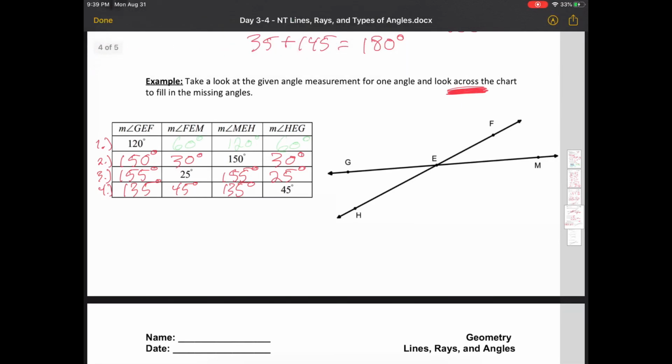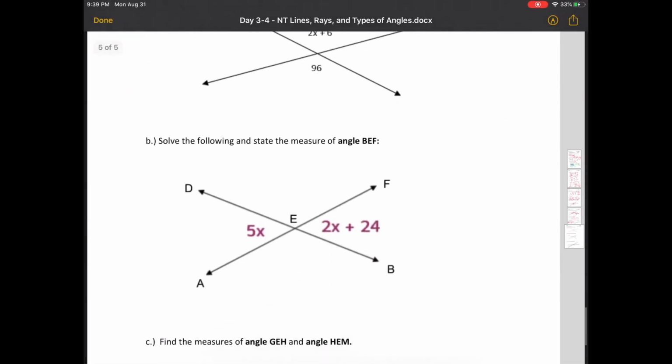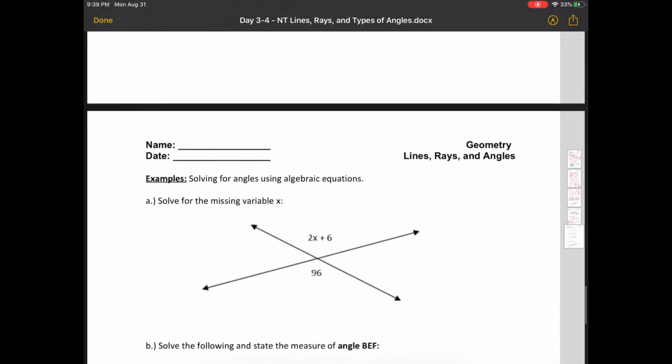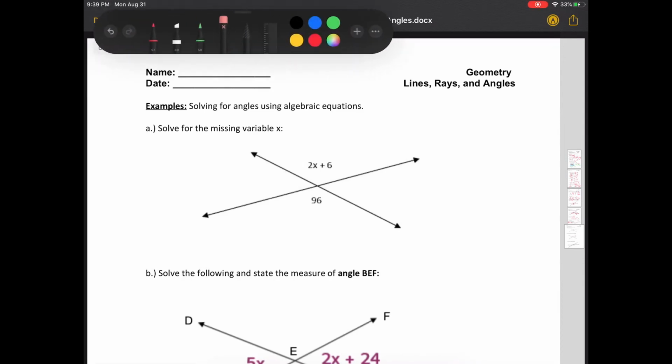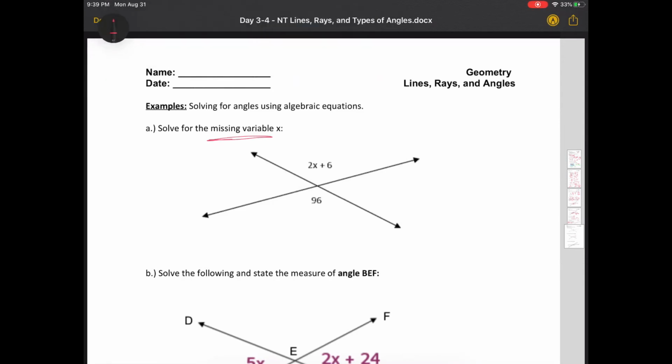So let's move on. We could apply a couple more things here. As you can see, we have some algebra involved now. If we have some algebra involved, we're not going to just forget what we just learned about what vertical angles are. So we could apply the same concepts. Here we're solving for the missing variable x. Again, we have two vertical angles. Opposite angles here are congruent. So what I do is I set 2x plus 6 equal to 96.